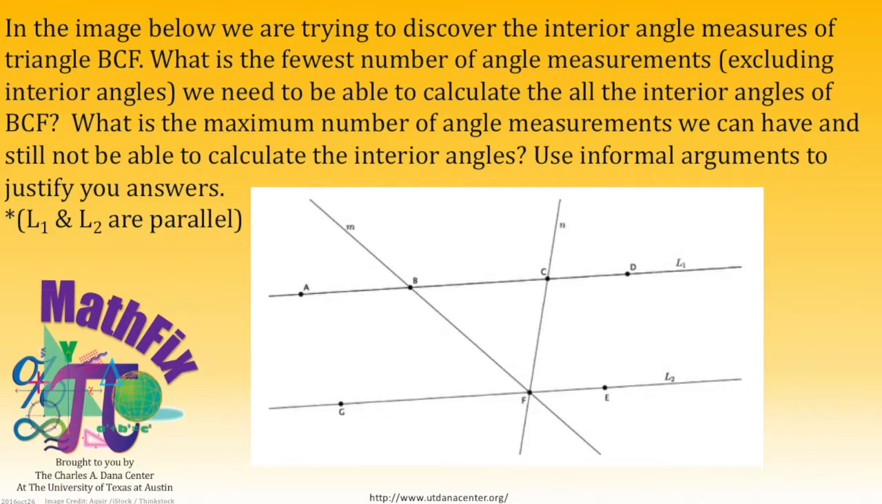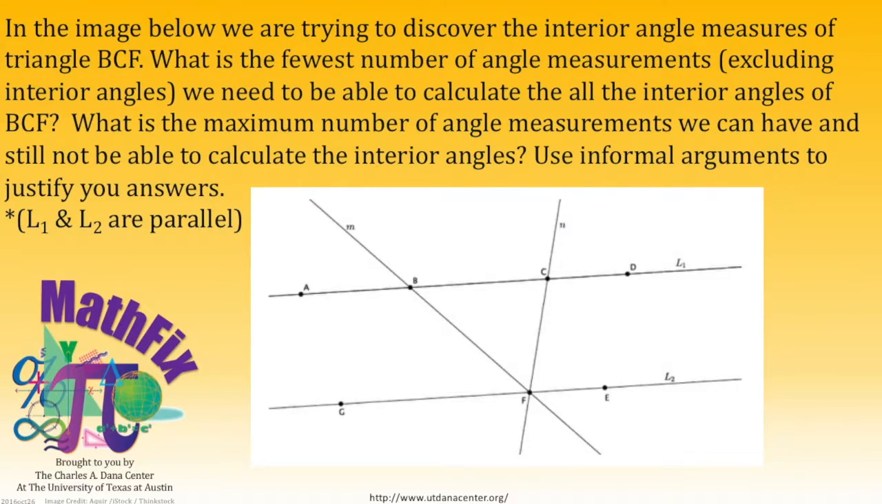Today's Math Fix centers around 8.G.5. Use informal arguments to establish facts about the angle sum and exterior angles of triangles, about the angles created when parallel lines are cut by a transversal, and the angle-angle criterion for similarity of triangles.